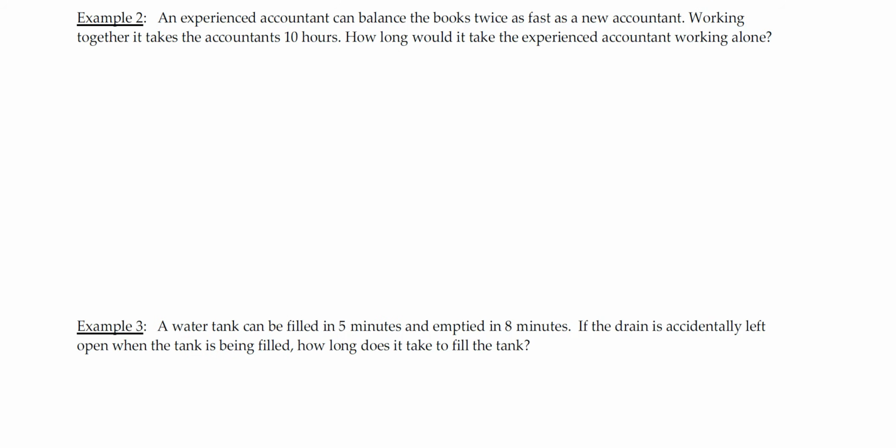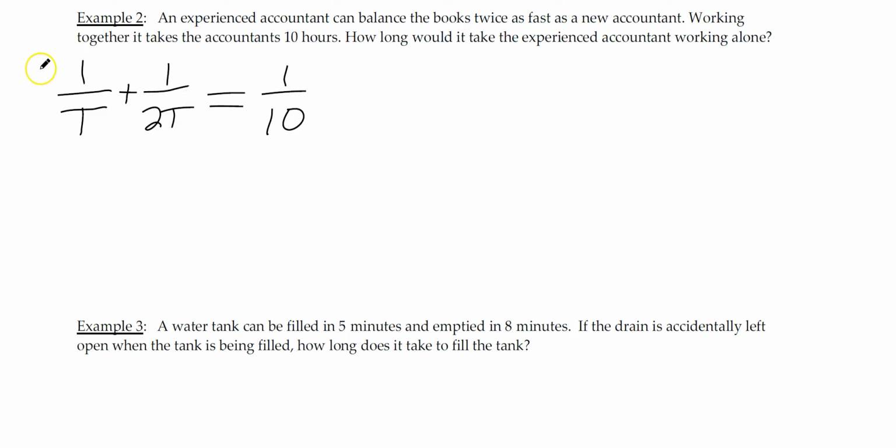An experienced accountant can balance the books twice as fast as the new accountant. Working together, it takes the accountants 10 hours. Now that's together. So in our equation, that's the one on the right. How long would it take the experienced accountant? All right, so let's say the experienced accountant takes t hours. He's working twice as fast. So the other person will take twice as long.